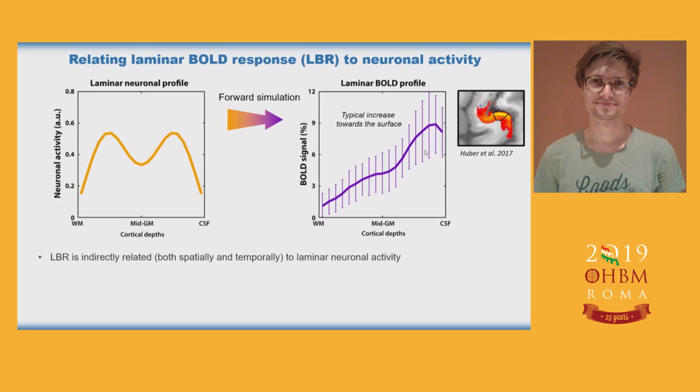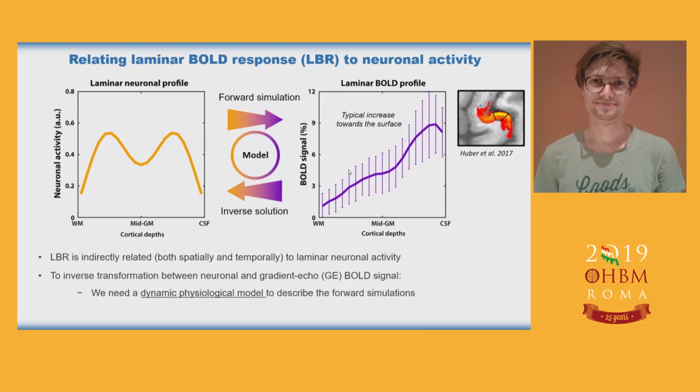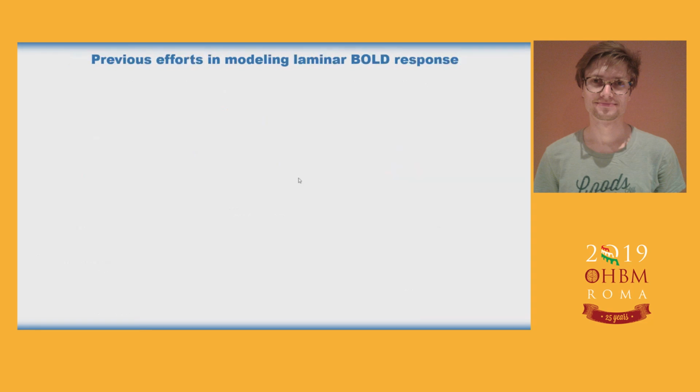Since the discrepancy between these two responses can be quite large, if we want to still make the best use of our high-resolution fMRI data and allow inference about neuronal activity, then what we can do is to model the forward transformation using a dynamic physiological model. And as I will also show you today, we can then invert this model using experimentally controlled spatial modulation of the laminar BOLD response.